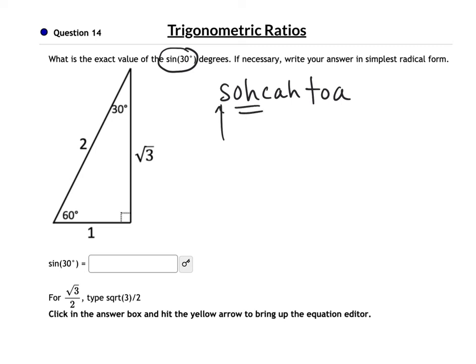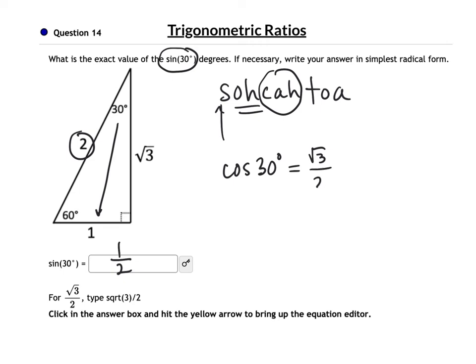Sine is opposite over hypotenuse. Opposite over hypotenuse. It is 1 over 2. Keep in mind, if you were asked for the cosine of 30 degrees, as an example, it would be adjacent over hypotenuse, and adjacent would have been √3 over 2.